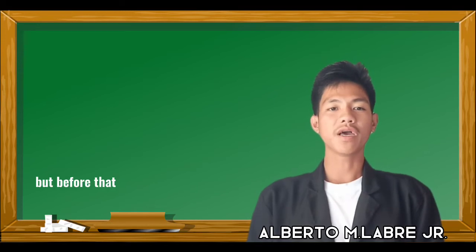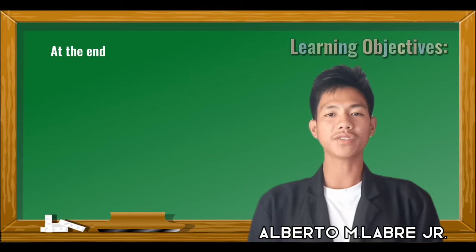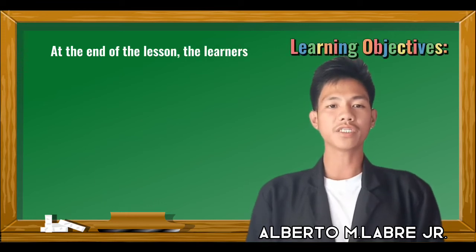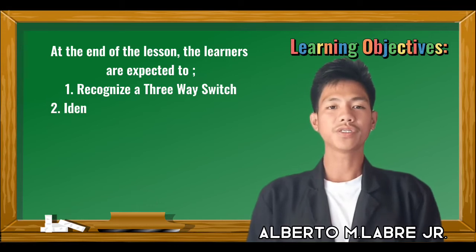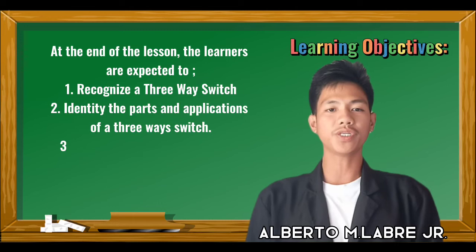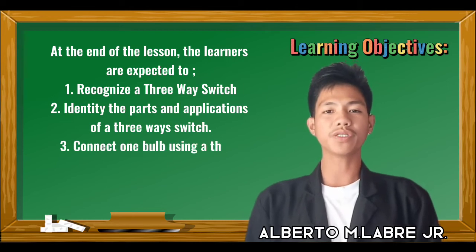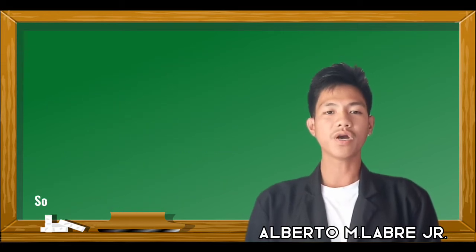But before that, can you please read our learning objectives? At the end of the lesson, the learners are expected to recognize a three-way switch, identify the parts and application of a three-way switch, connect one valve using a three-way switch, and show discipline and accuracy in working with the given task.